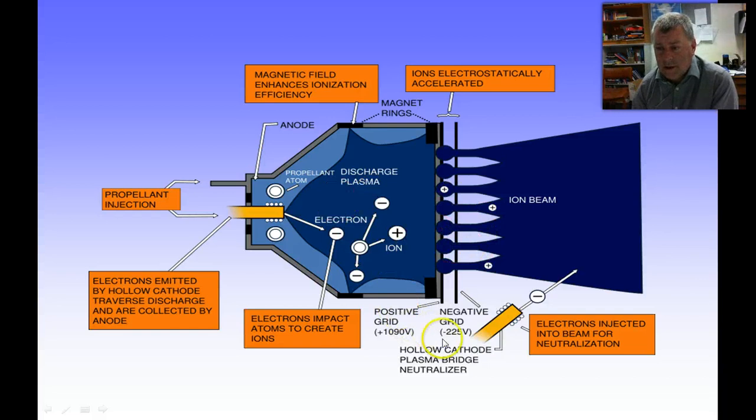An interesting thing to note down here is there's got to be electrons ejected into the beam, so the whole rocket has to eject electrons, otherwise the rocket itself would build up too much charge and the positive ions would just be attracted back to the rocket and would defeat the purpose. So there's a little electron ejector to keep everything neutral.